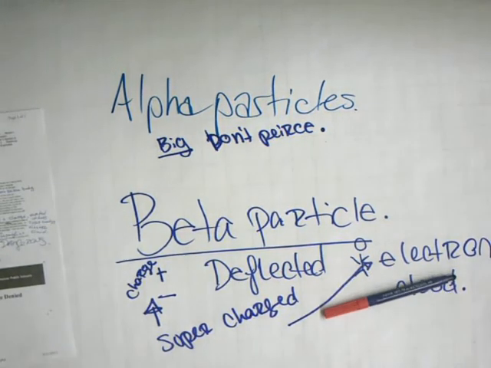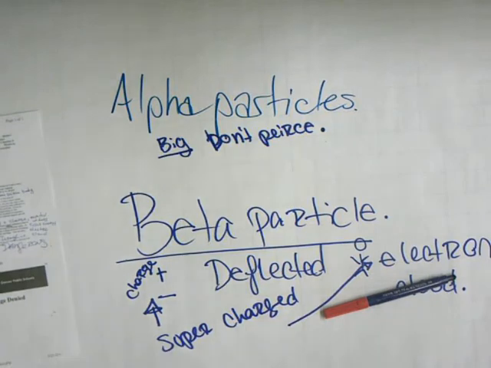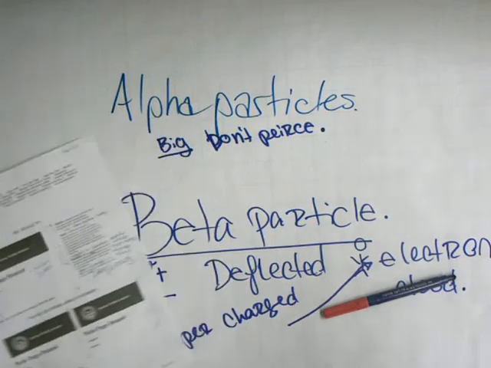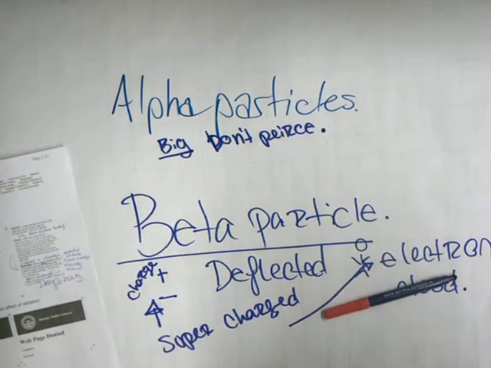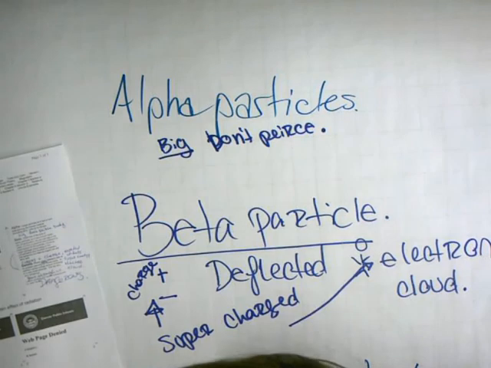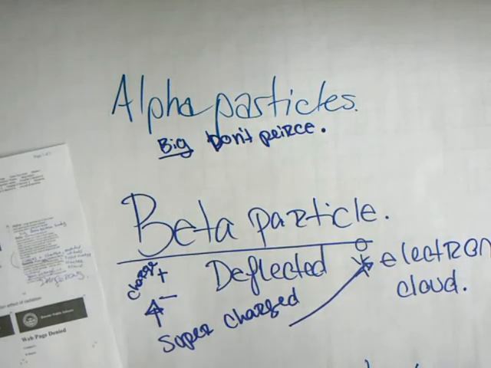Okay, so next, the third and final particle is the gamma particle. These are very, very small photons. They are actually light particles. So gamma particles, they're actually photon, which means light.